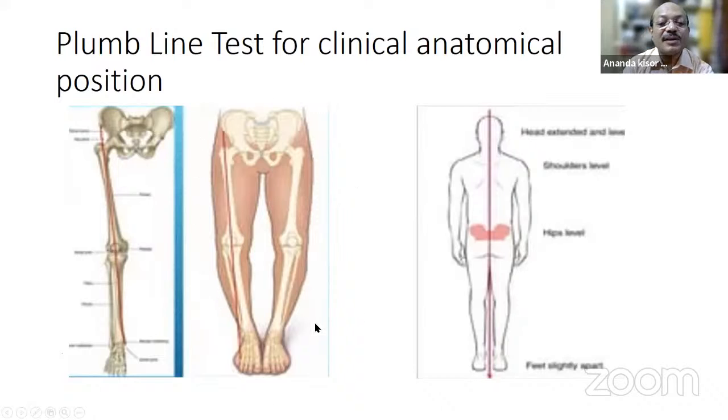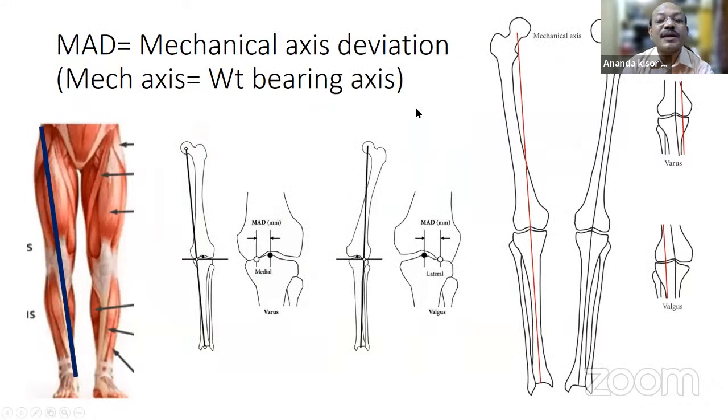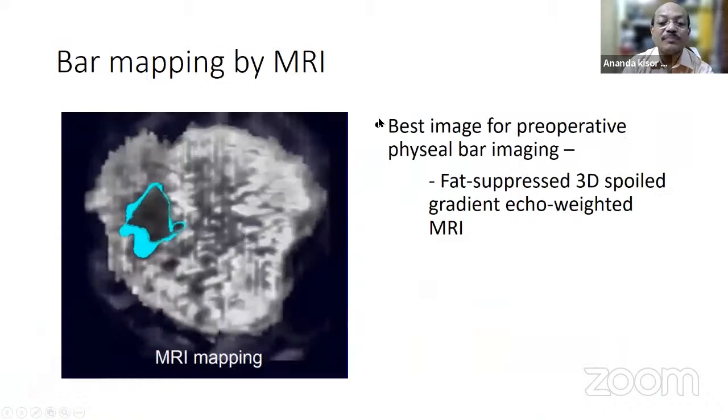There is a midline axis deviation test. And this is the plumb line test. This is also a clinical test. The plumb line is dropped from the tip of the occiput, and it will cross the natal cleft and fall just in the center between the feet. So this is the mechanical axis deviation. This I have already told; I'm not going to detail it.